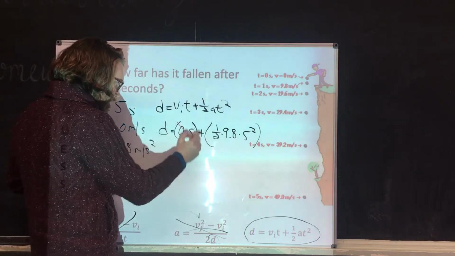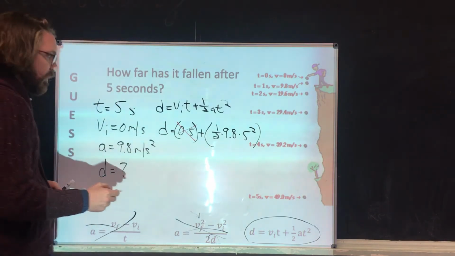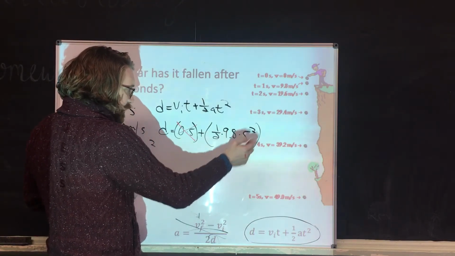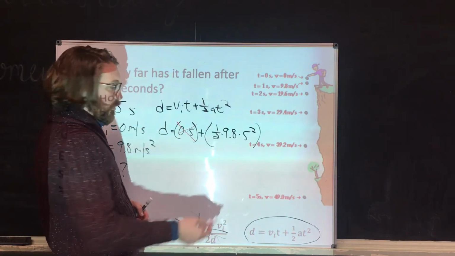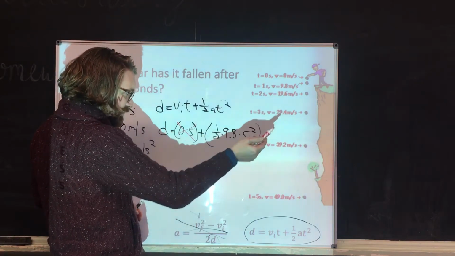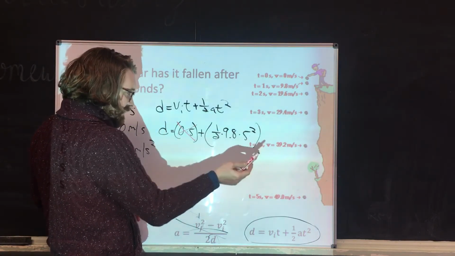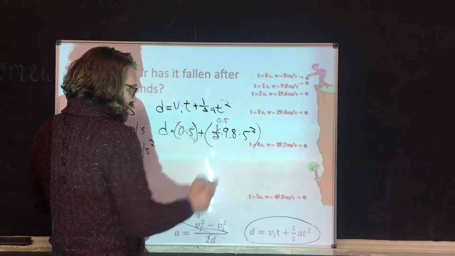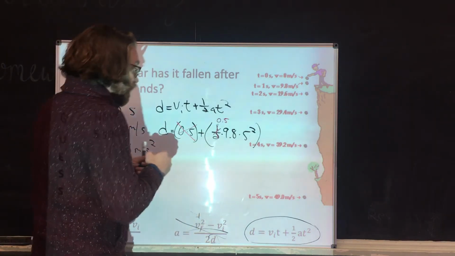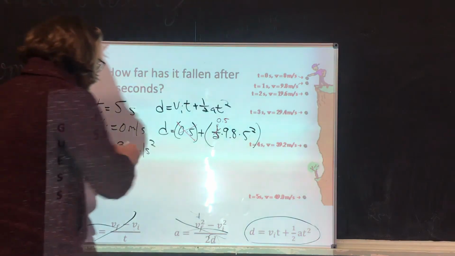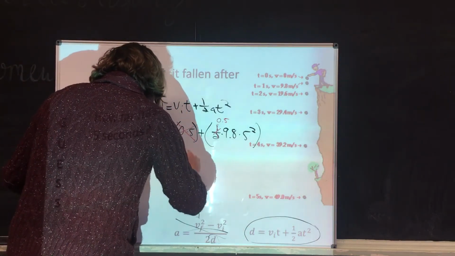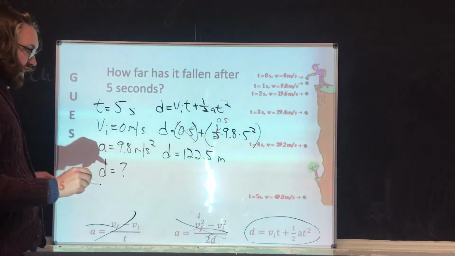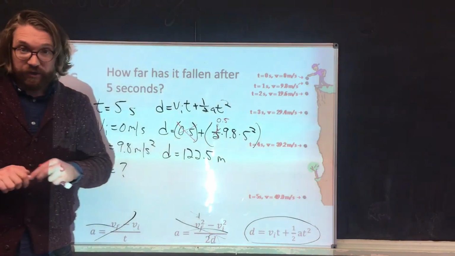So we go through here. 0 times 5 is 0. And 1/2 times 9.8 times 5 squared. Put this in your calculator. I like doing it all at once. I would go 5 squared first, times 9.8, enter, times, remember, 1/2 is the same as 0.5, okay? You put all of that into your calculator, and you will get a distance of 122.5 meters.